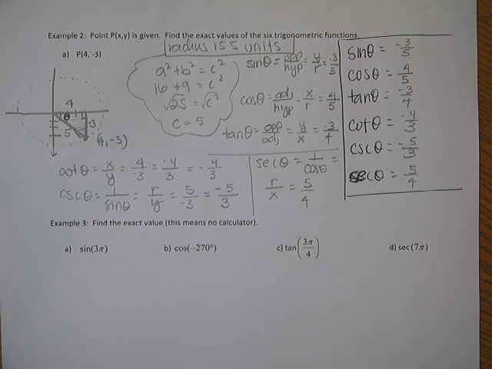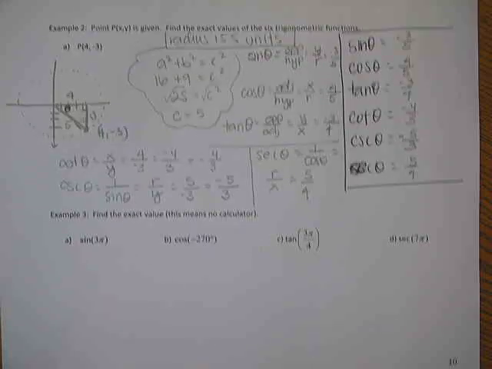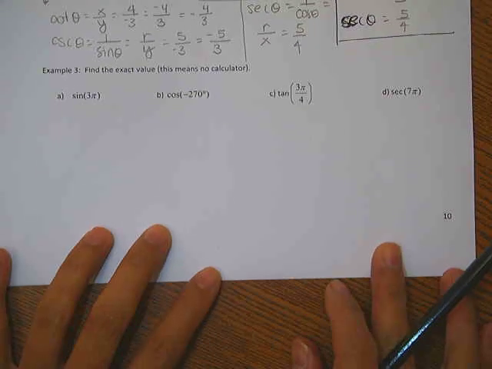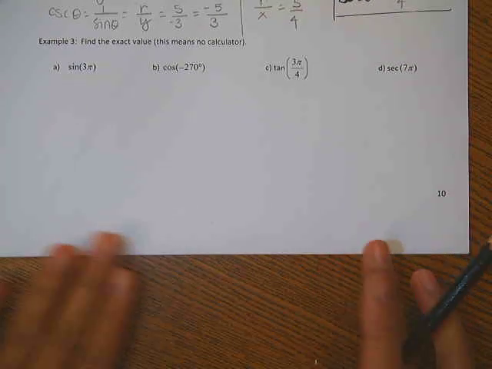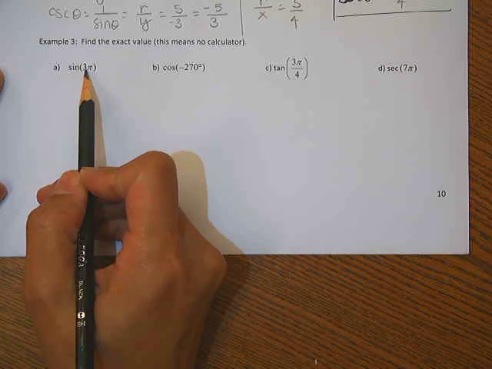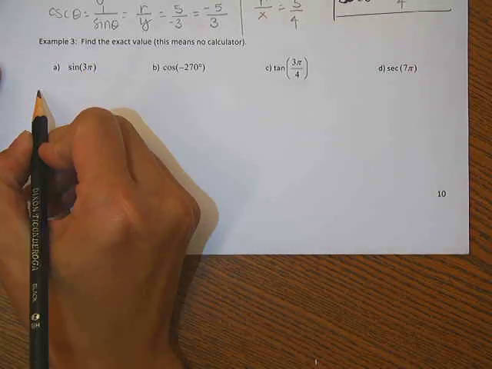All right, example 3. Find the exact value. I just want to tell you what this means in your textbook. The exact value means you may not use a calculator whatsoever. So let's talk about 3 pi, which is the radian unit.